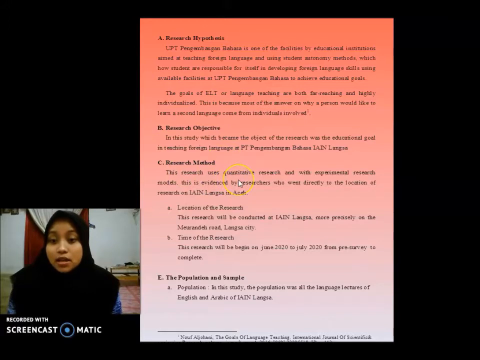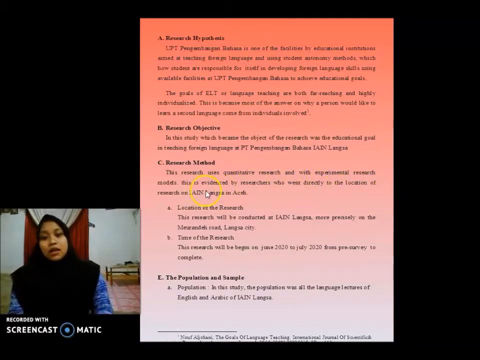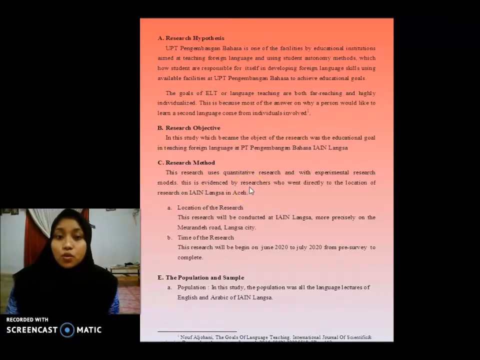This research used quantitative research with an experimental research model. This is evidenced by the researcher going directly to the location of the research at YIN Langsa in Aceh. First is the location of the research. This research will be conducted at YIN Langsa, more precisely on Merandeh Road, Langsa City.